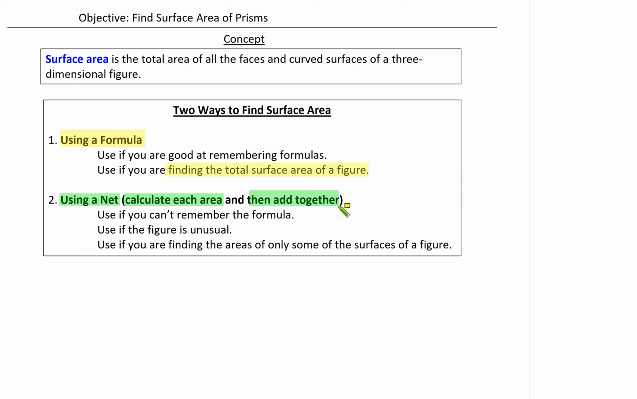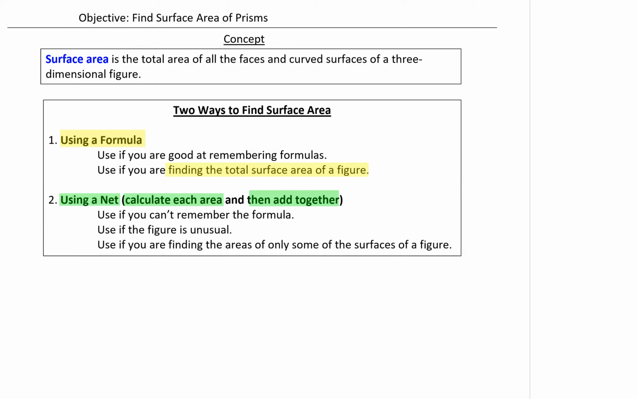If the figure is unusual, like it's got weird shapes and there may not be any formula for it, then a net is your go-to. And if you're finding the area of only some of the surface of the figure instead of the whole thing, a net might be easier than modifying a formula, which is another strategy in those cases.